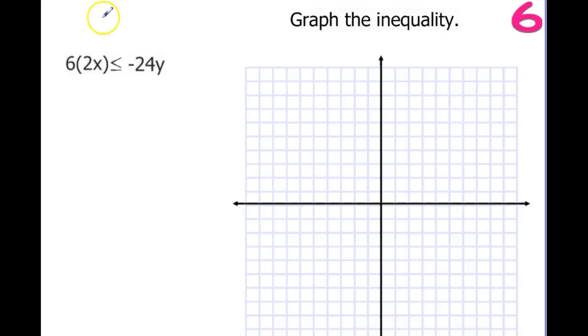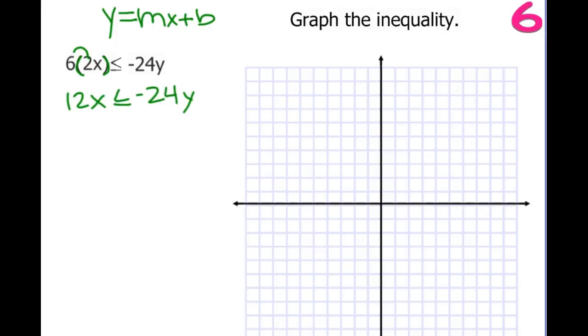Let's move on and try another one. We need to get the equation y equals mx plus b. So first I see parentheses here. I'm going to distribute this or multiply. 6 times 2 is 12, so we have 12x is less than or equal to negative 24y. And I want y all by itself, so this is multiplied. I need to divide by negative 24. If I'm going to divide by a negative, I have to flip my inequality.